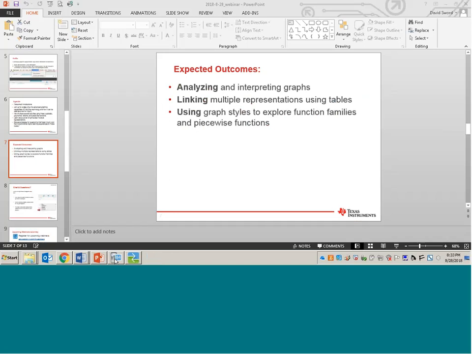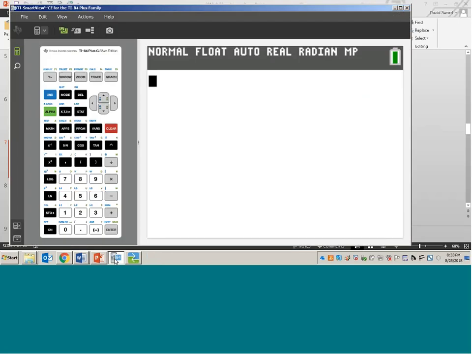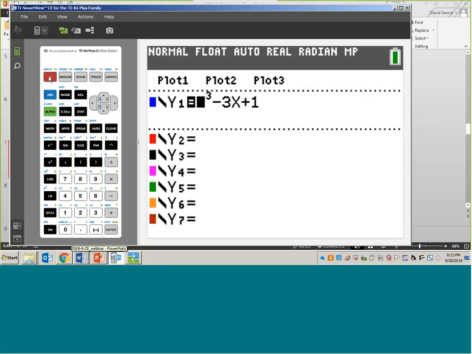What I would like to do is continue our conversation by looking at additional ways that we can empower students to explore connections between multiple representations. Specifically, I want to start with a function, a typical cubic function, x cubed minus 3x plus 1.